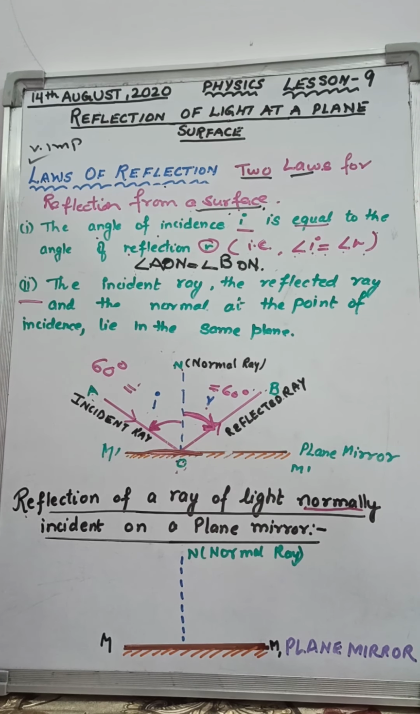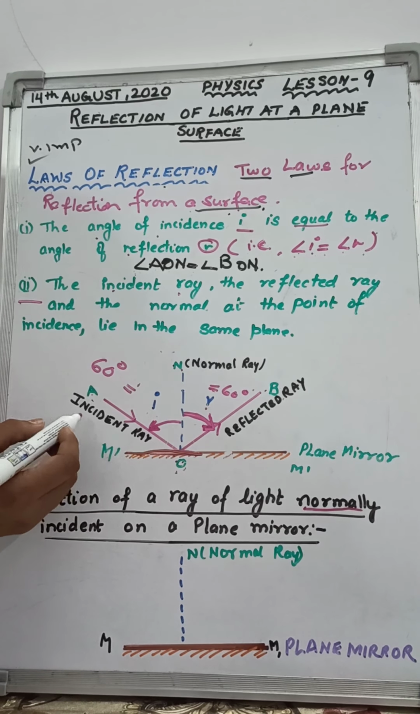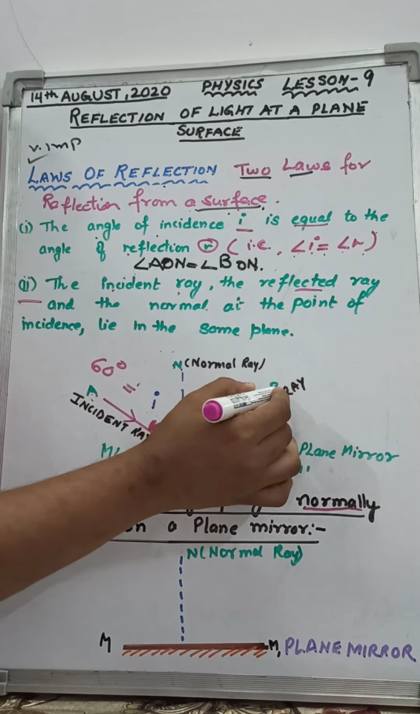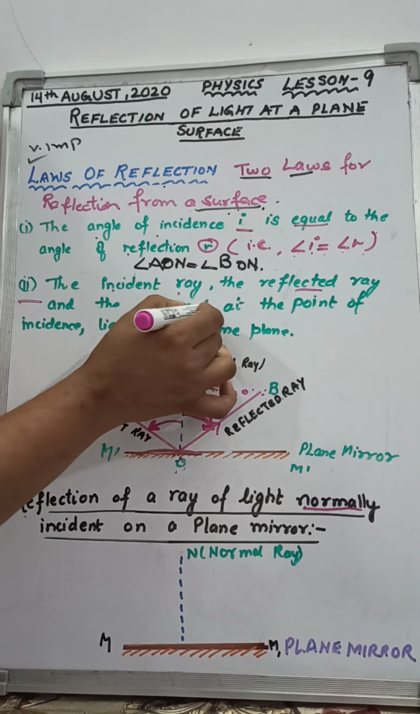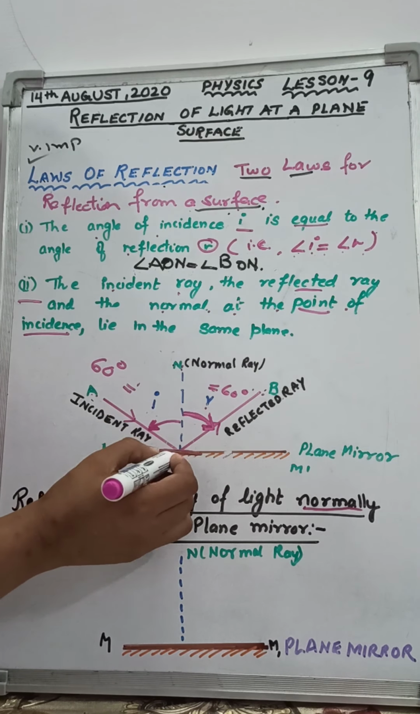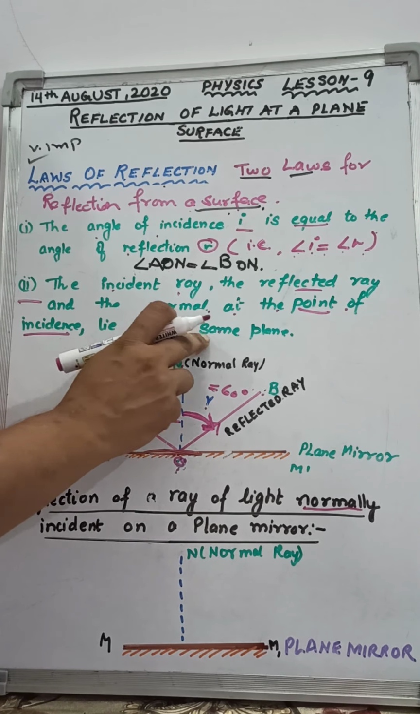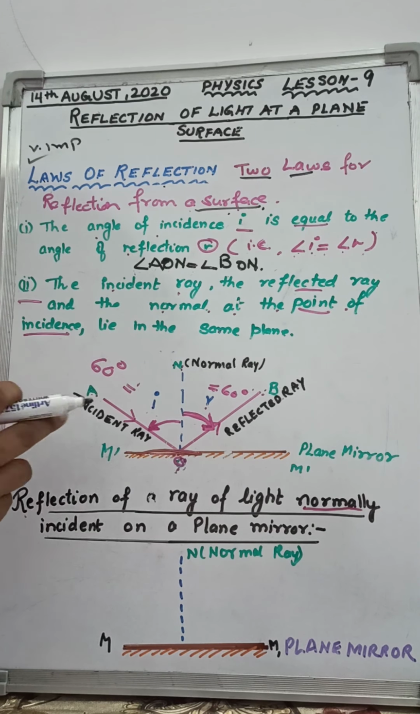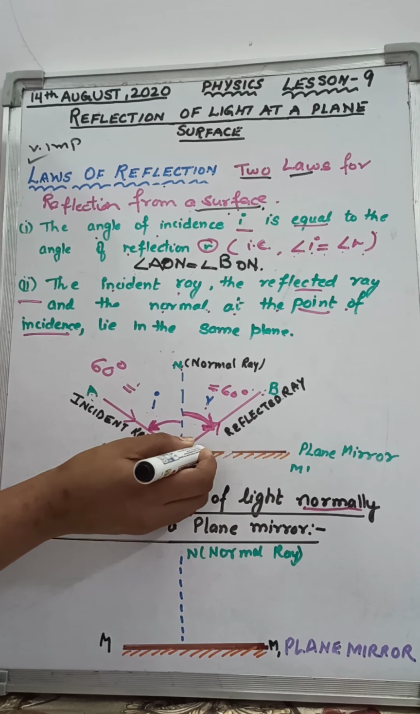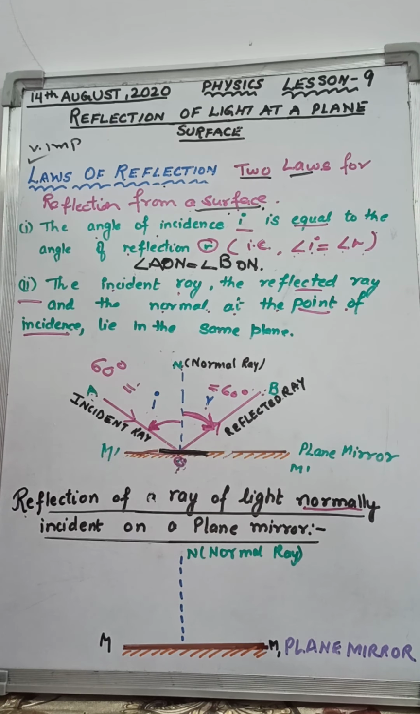The second law states that the incident ray, this is your incident ray, OA, the reflected ray is represented by OB. This is your reflected ray, OB. Normal ray, that is ON. At the point of incidence, which is where? O. This is your point of incidence. They lie in the same plane. If you see in the diagram, this ON, OA, OB, they are all lying in the same plane surface, that is plane mirror, MM dash, or plane of paper. So these are the 2 laws of reflection.